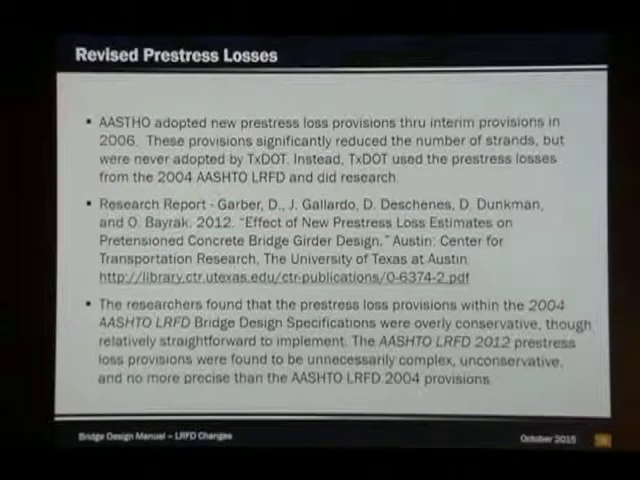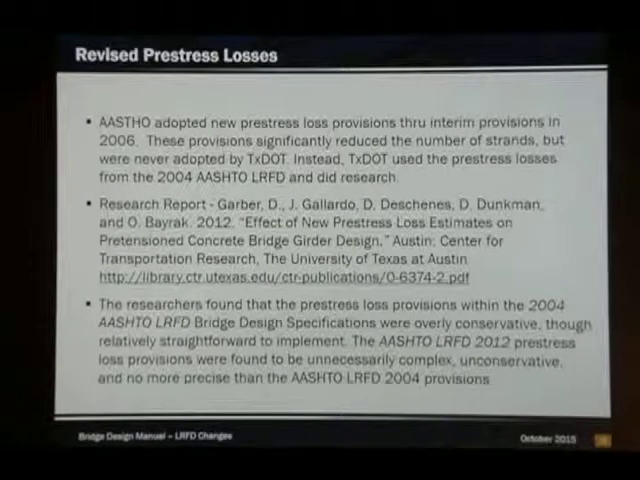So just a little bit about the revision of this. AASHTO adopted new pre-stress loss provisions through interim provisions in the 2006 specifications. These provisions significantly reduced the number of strands, but were never adopted by TxDOT. Instead, TxDOT used the pre-stress losses from the 2004 specifications, and we did research.